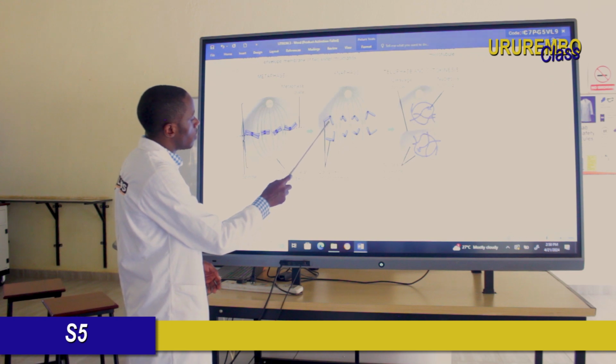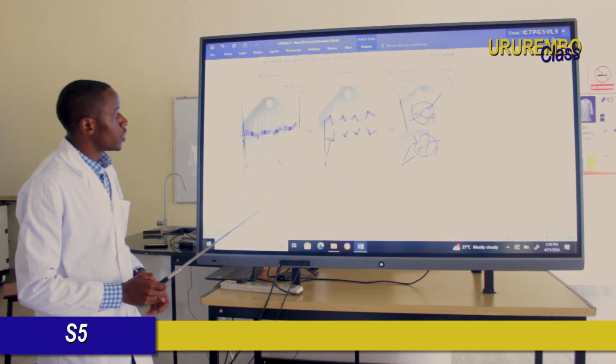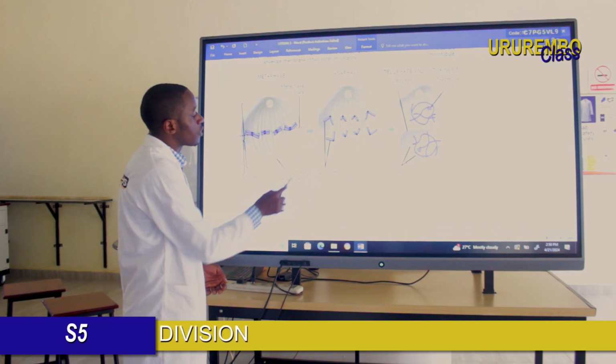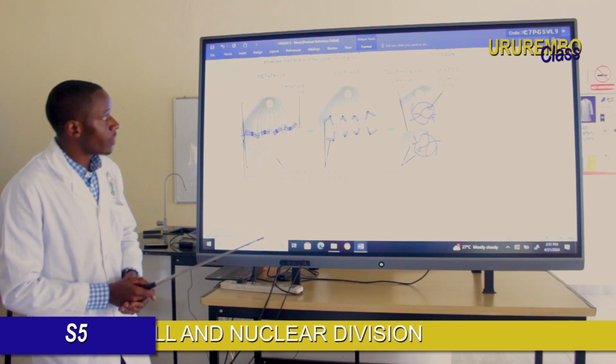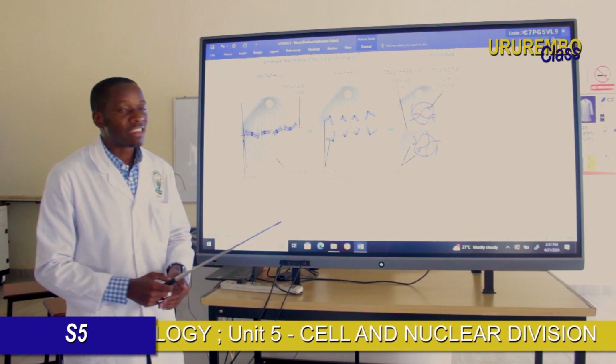Here the chromosomes, the sister chromatids, are split up at the centromere by spindle fibers. They produce daughter chromosomes. And then the next one, or the last one, is what we call the telophase. The telophase is also followed by the cytokinesis.